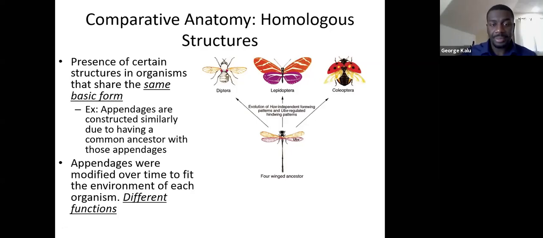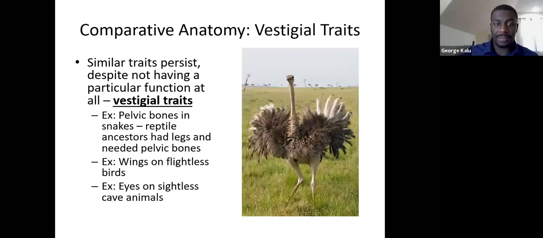Any questions on homologous structures? Okay, so now the next type of structure we're going to look at are vestigial traits. Vestigial traits are traits that exist in a particular species, but that particular trait is not going to be functional.